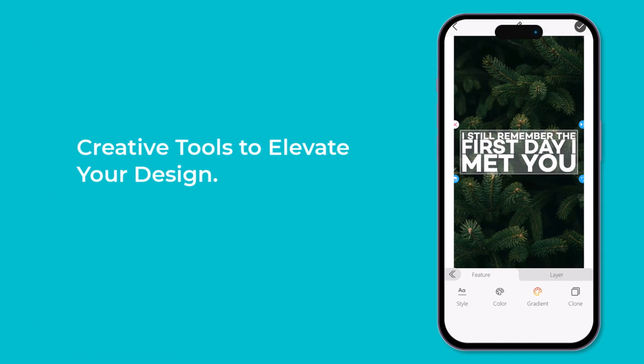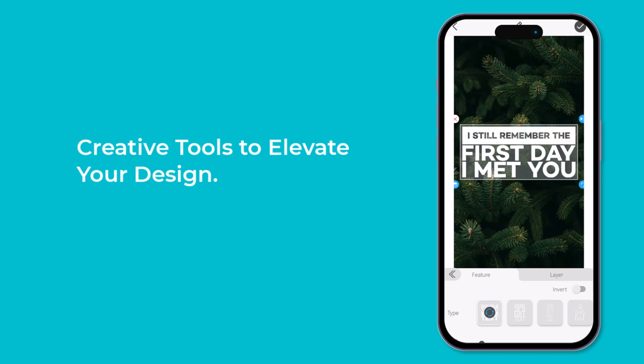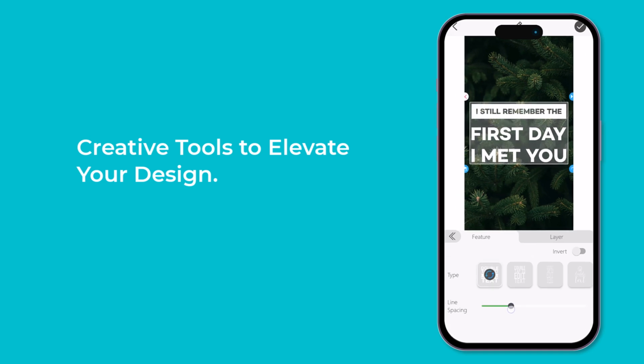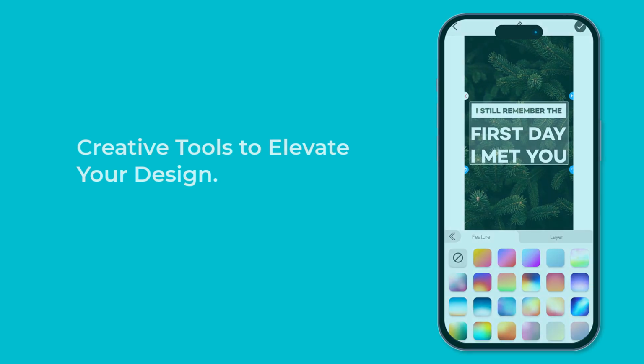Style your text by tapping the Style button. Each tap applies a new, unique design. Adjust spacing with the slider for a perfect fit. Finally, enhance it with colors or gradients to make it pop.